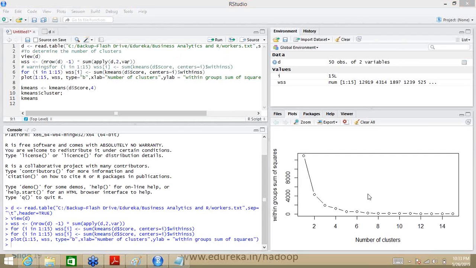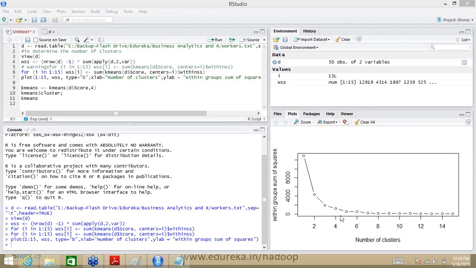So this is actually called an elbow curve, friends. If you see this, this is the number of clusters and the sum of squares. We'll come to these things. So if you see this, it tries to plot the scores. When you see this, this is actually called an elbow curve.